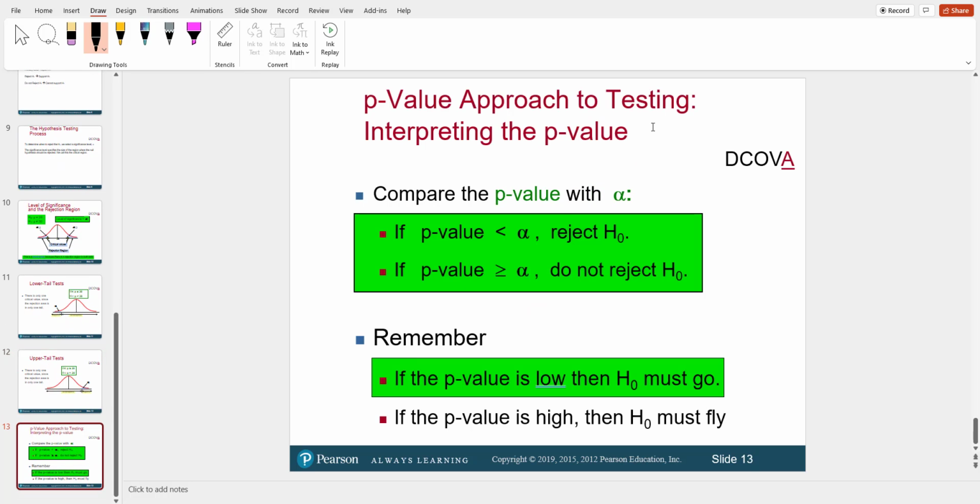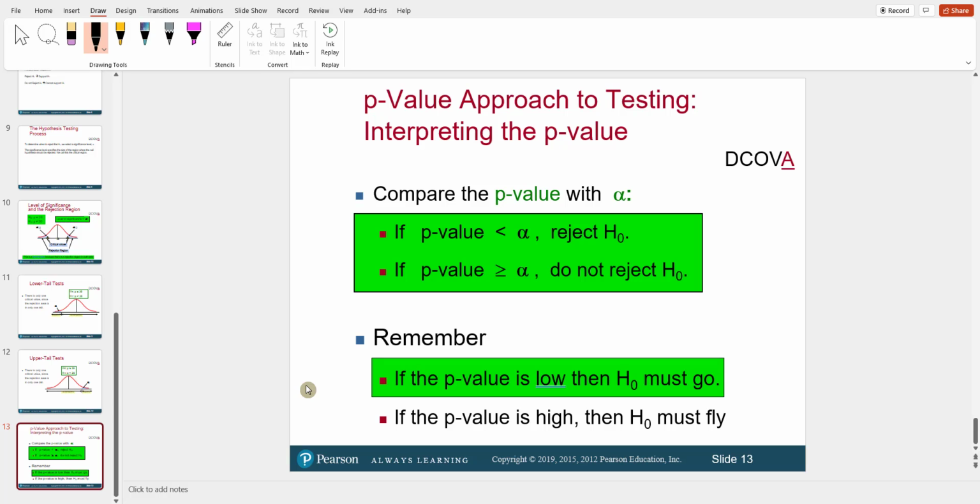Another way you can do a hypothesis test is with the p-value approach. What will happen is you'll calculate your p-value, and you will check to see whether or not it's less than or greater than your significance level. If your p-value is less than the significance level, you reject H0. If the p-value is greater than or equal to the significance level, you do not reject H0. And an easy way to remember this is the saying, if the p is low, the null must go. If the p is high, the null must fly.